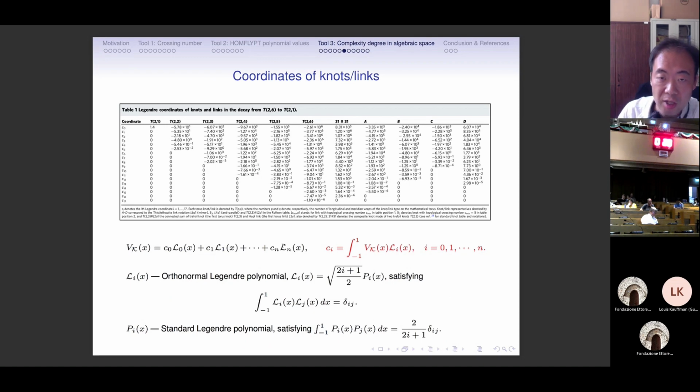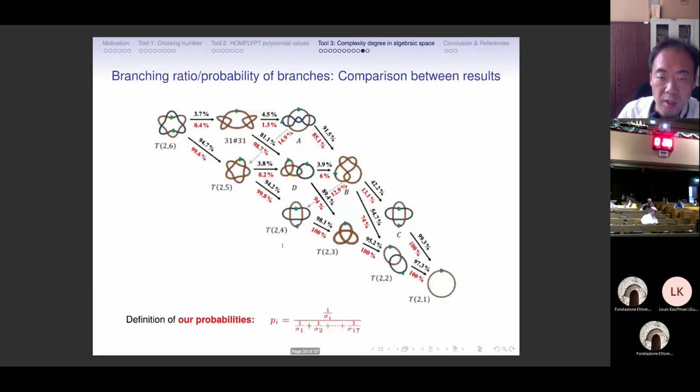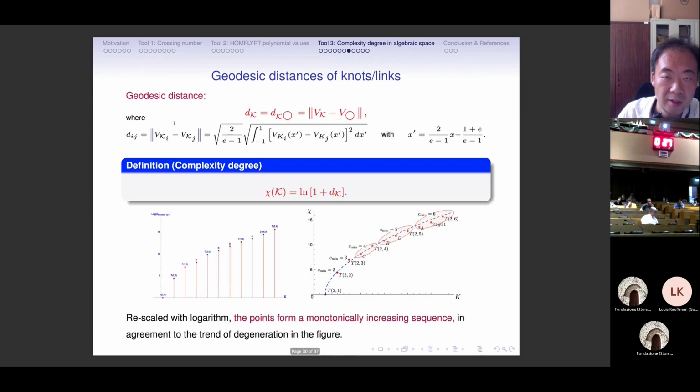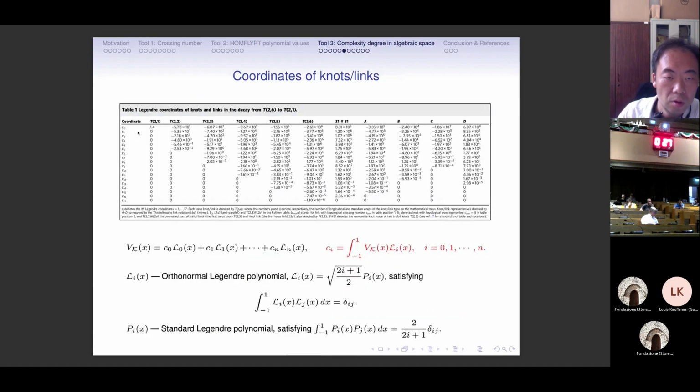So we consider the picture of the UC Davis group. We consider those configurations and compute their coordinates like this. We have the following data for T26, the starting point, the initial point. The coordinates are this. For that one, this, right? Then every point has a coordinate.